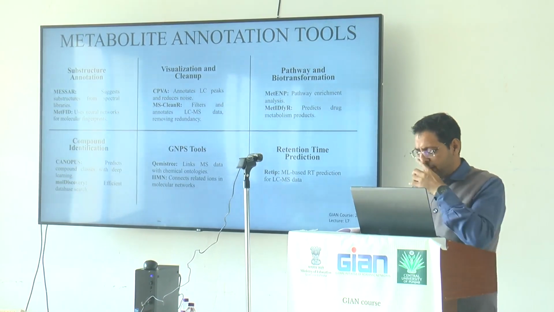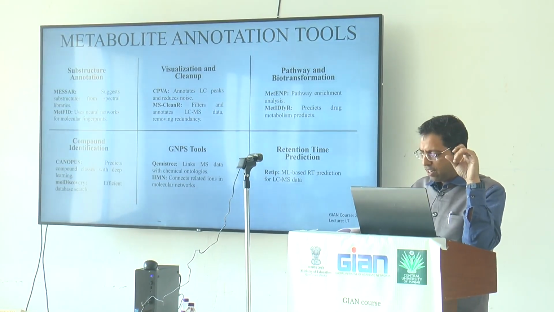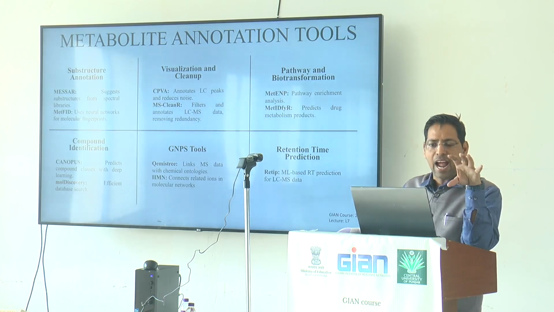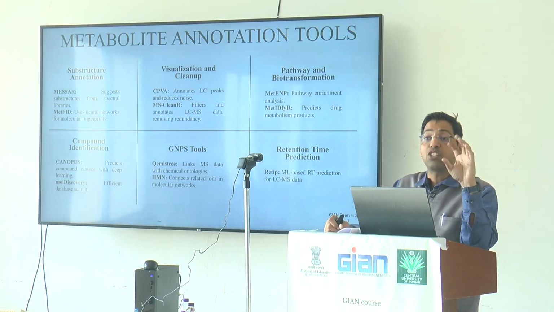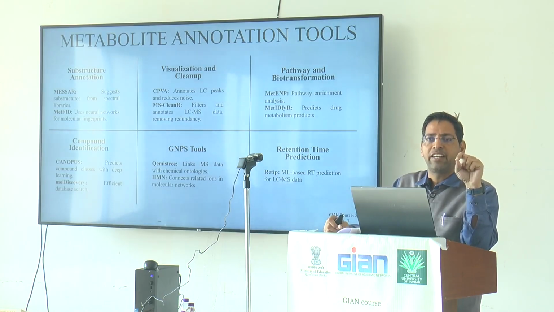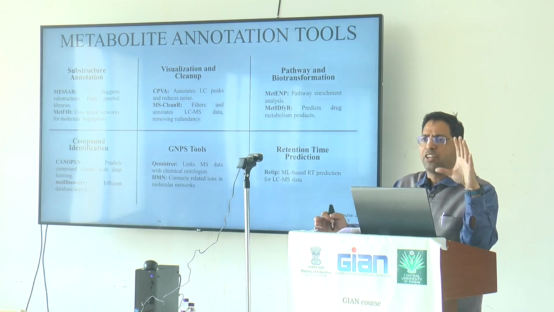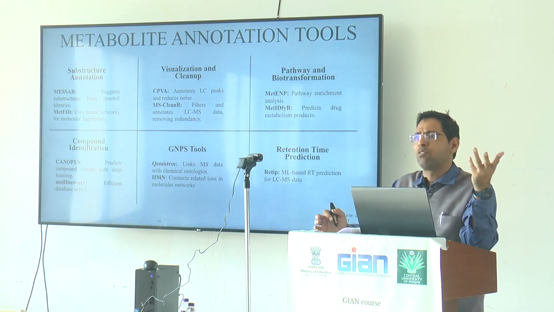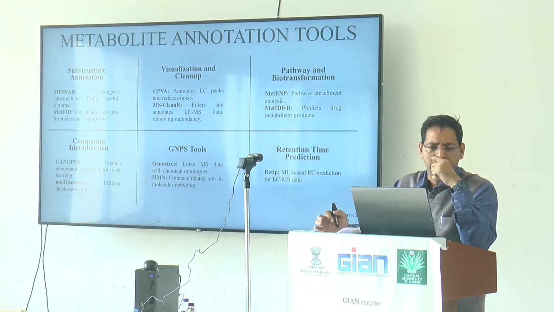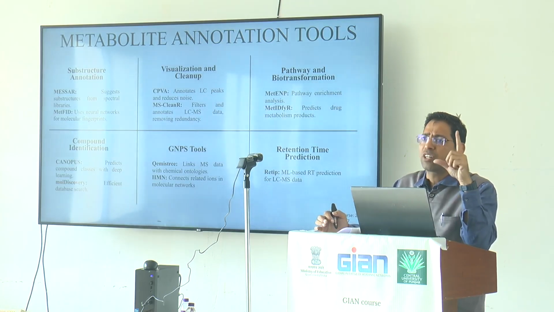An automated method for the substructure recommendations guided by association mining, and this suggests the substructure from the spectrum library. So what is the library generating? It can identify the substructure, and this MET-FID is another one which is generally using the neural network for the molecular fingerprinting. So these are the two things which are basically used for the substructure annotations.